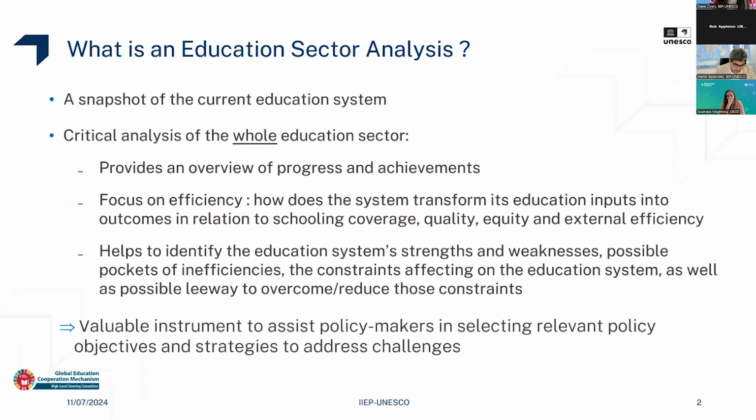The analysis takes what we call an efficiency angle. It looks at how the system is transforming the different education inputs into different outcomes related to school coverage, quality, equity, as well as external efficiency, which is the relationship with the labor market. It really helps to identify the education system's major strengths and weaknesses, to assess pockets of inefficiencies, as well as the constraints affecting the education system. And it also tries to find some orientation on how to overcome those constraints that have been identified.